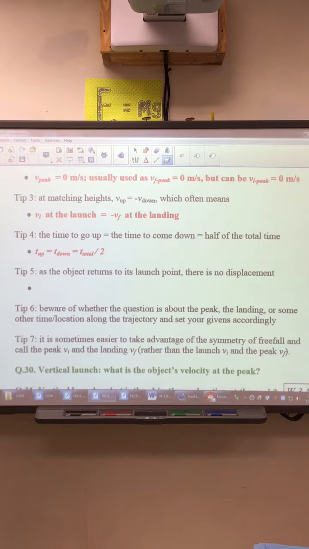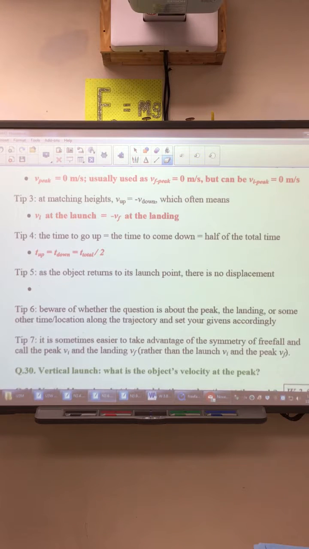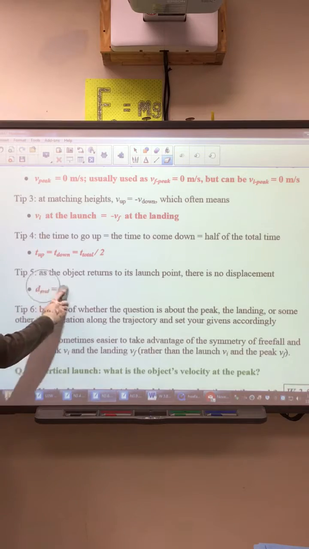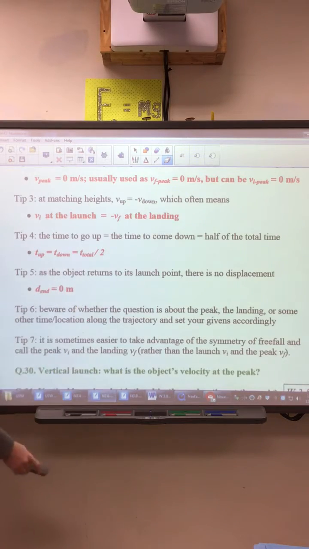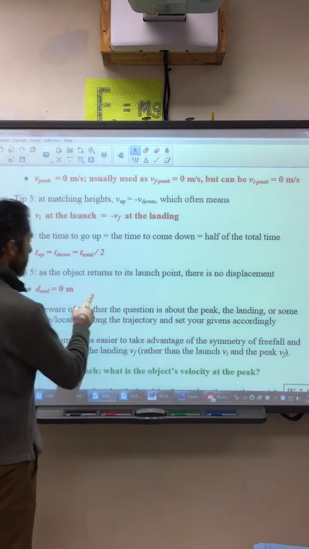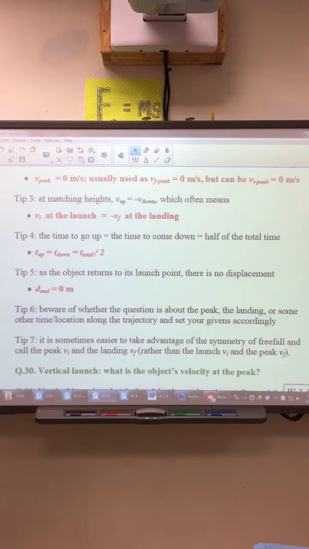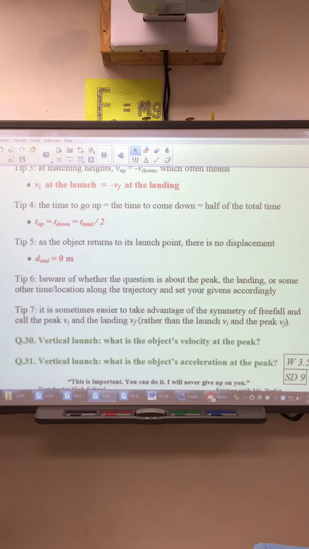Okay, the last tip as far as givens go is as the object returns to its launch point, there is no displacement. D at the end equals 0 meters. This is a very useful given that often gets overlooked. You can use this to help you solve problems. Anywhere you can plug a 0 into your equations usually makes your life easier.